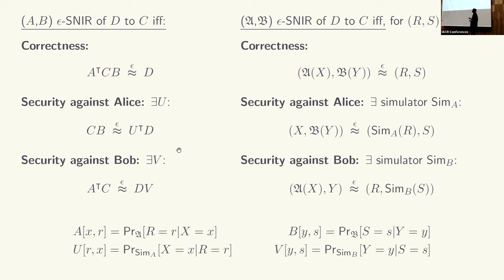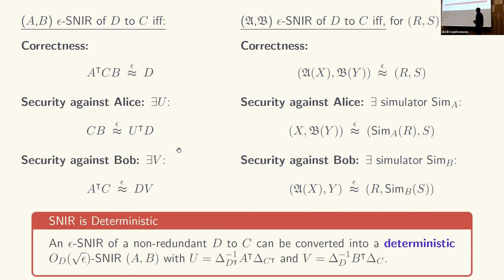So these matrices are nothing surprising. For example, the matrix A corresponding to Alice's function A is just the matrix with xth row and rth column value being the probability with which r is output conditioned on x as input by this function A. So the first observation that we make is that SNIR is essentially deterministic.